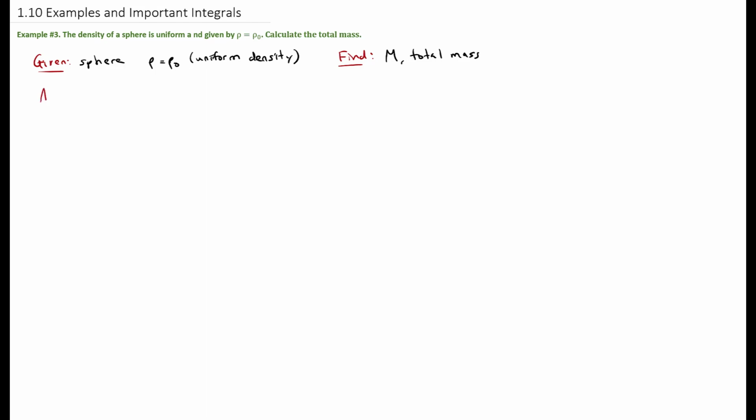Now the approach, pretty much the same as before. In order to find M, we need the differential mass element, dm. We know that dm is equal to rho dv. We know that rho is always rho naught because of the uniform density.